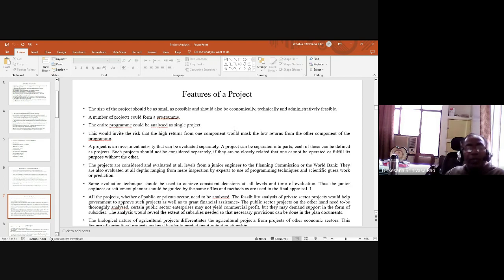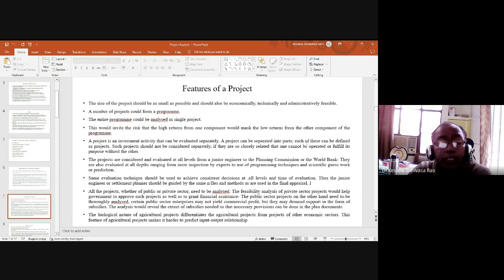The biological nature of agriculture projects differentiates agriculture projects from projects of other economic sectors. So this is what we can separate out from other industries or other sectors, to the agriculture sector.